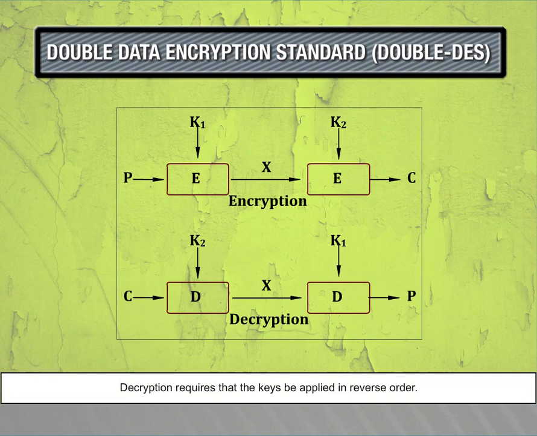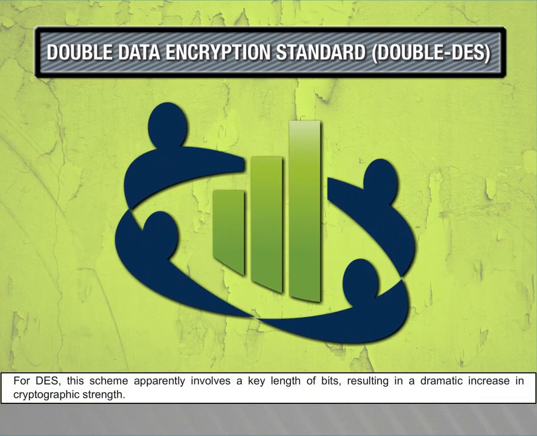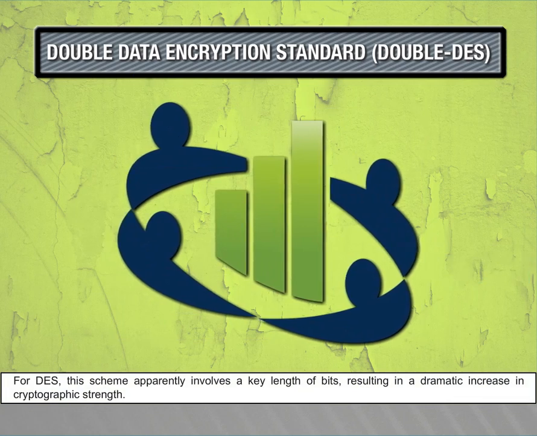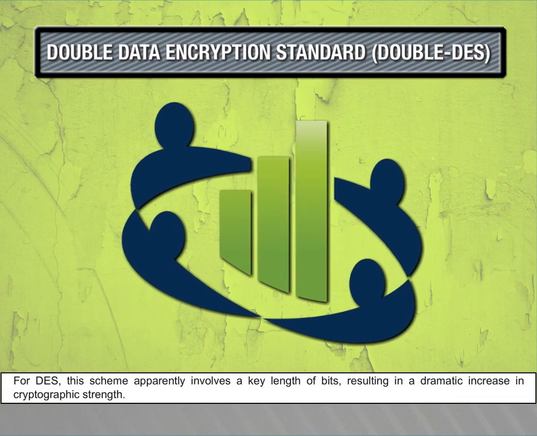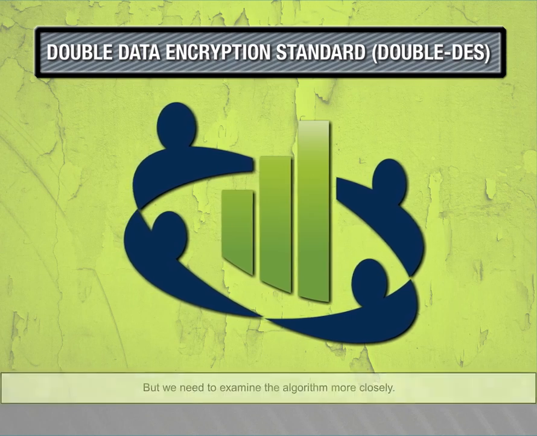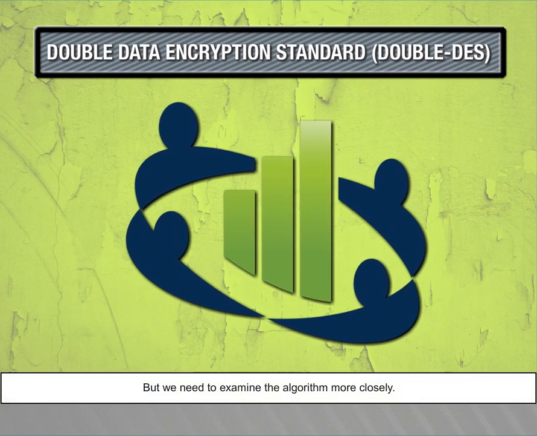Decryption requires that the keys be applied in reverse order: P is equal to D of K1, D of K2, C. For DES, this scheme apparently involves a key length of 112 bits, resulting in a dramatic increase in cryptographic strength. But we need to examine the algorithm more closely.